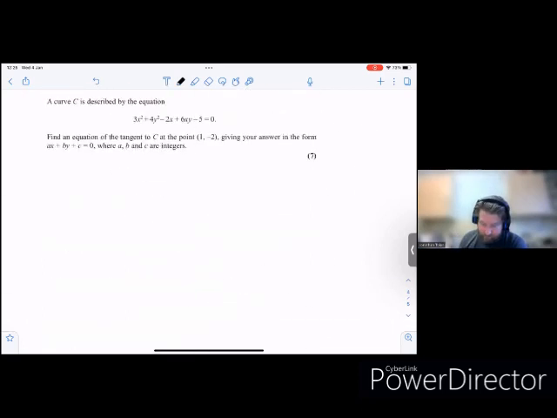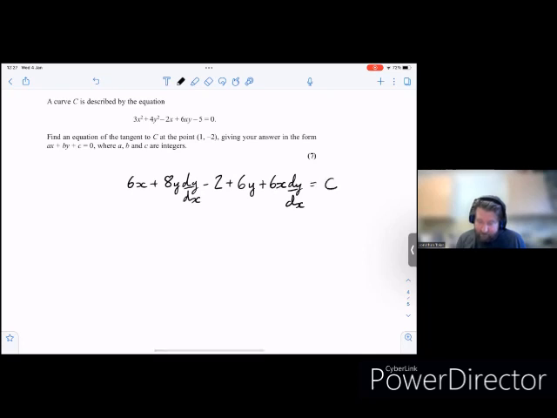Okay, so we get 6x plus 8y dy by dx minus 2. And now we use the product rule. So u dash v will be 6y. And then u v dash will be 6x dy by dx. The minus 5 vanishes and the 0 is still 0.